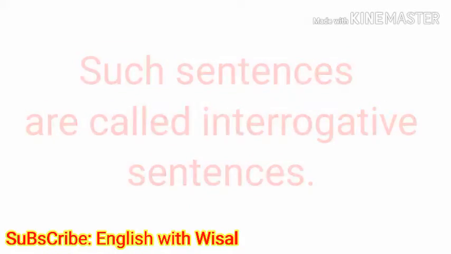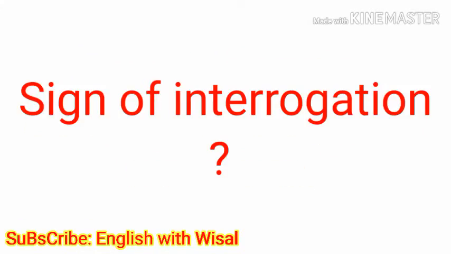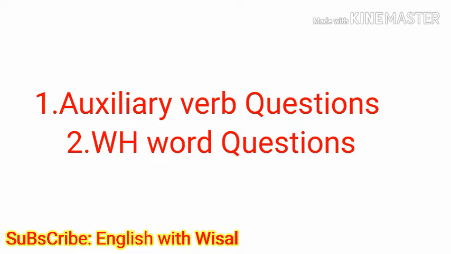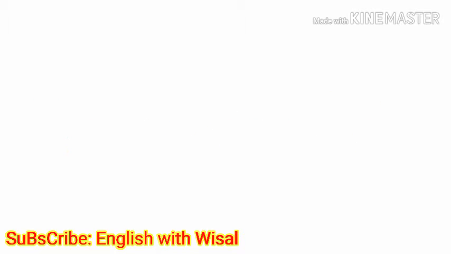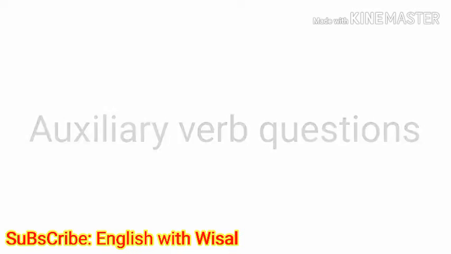And there is a condition for writing interrogative sentences. Whenever we write interrogative sentences, we use the sign of interrogation at the end of such sentences. And another point is that there are two kinds of interrogative sentences. One is auxiliary verb questions, and the second one is WH word questions. Auxiliary verb questions are those questions which begin with an auxiliary.